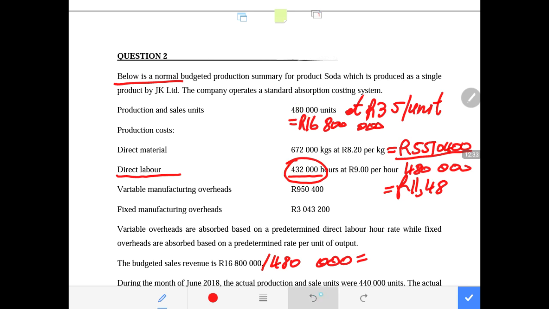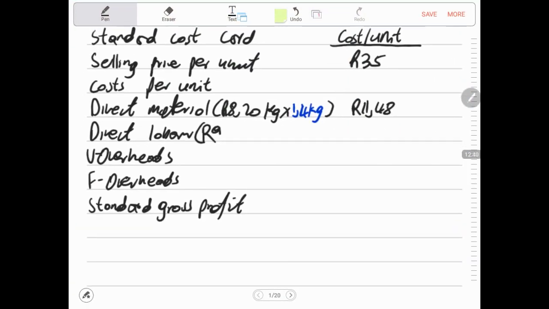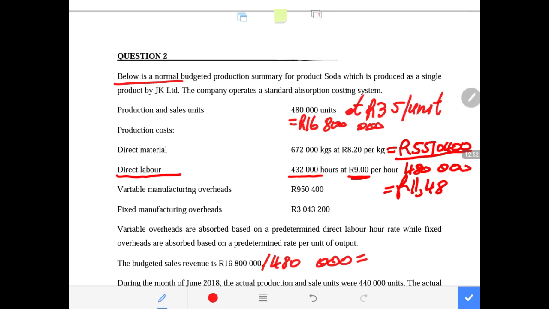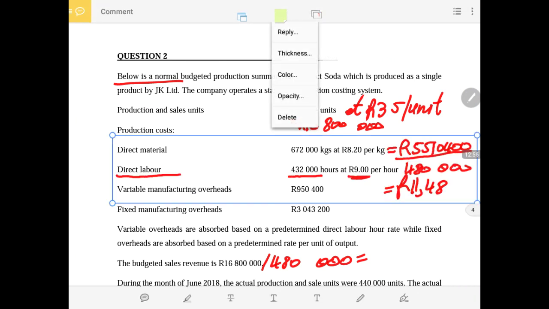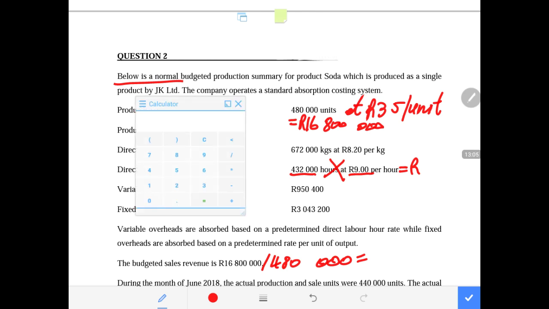And we expect to pay our employees 9 rand per hour. Now that 9 rand per hour is not per unit, it is per hour. So the 9 rand is here and we need to multiply it by the required hours in order to get to the cost per unit. Let us check which one we can get first. What we are given is the rate per hour that we budget to pay our employees and the total hours. If we multiply these, it will give us the total labor cost to manufacture 480,000 units.